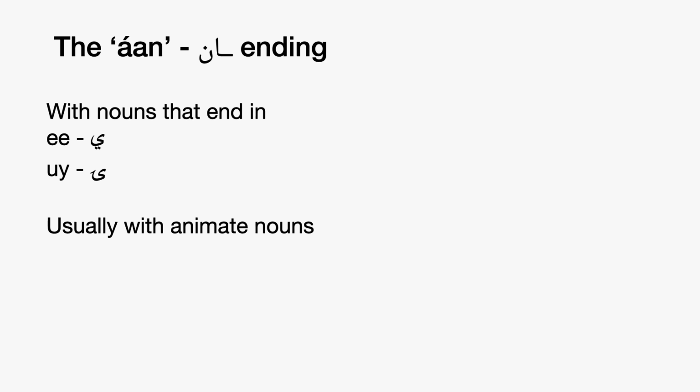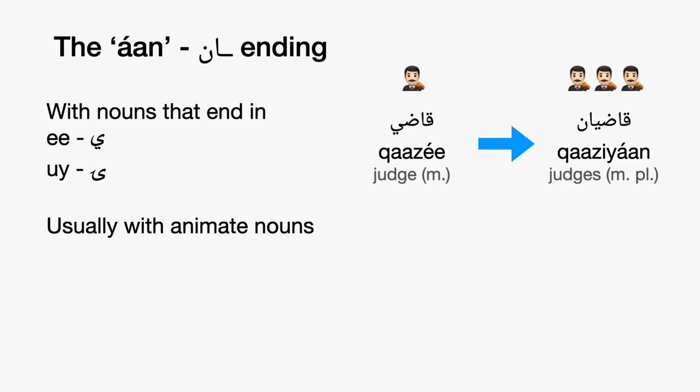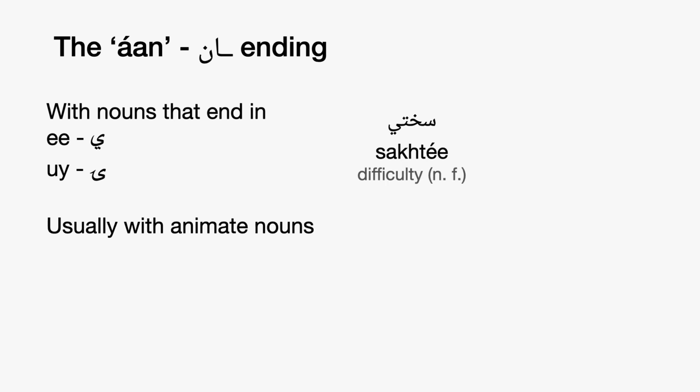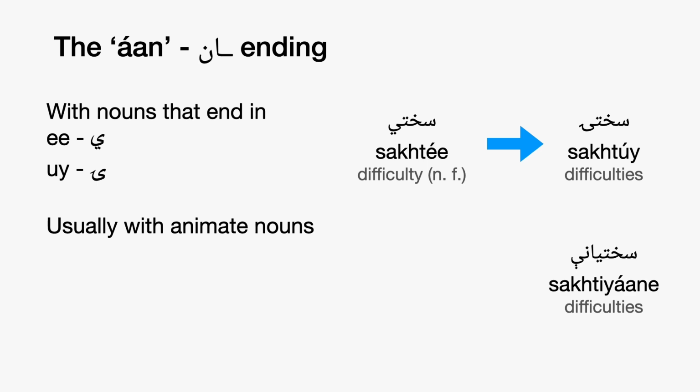Okay, and also with nouns that end in an e or an a, and usually with animate nouns, we can also use the an ending, like kazi for judge. Again, this is an animate noun, and so the plural is going to be kazian for judges. If it's a feminine judge, kaze, then it's going to be kaziani for judges there. It can sometimes be used for inanimate nouns as well. So sakhti is difficulty. Usually to make this plural, we would say sakhte. We would just inflect it to say the plural. But you will also see or hear sakhtiani for difficulties.